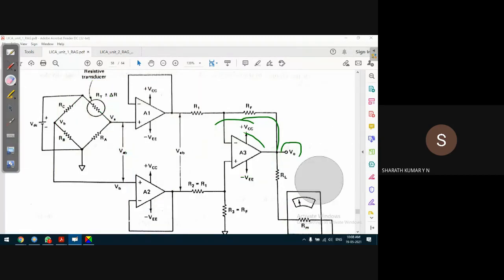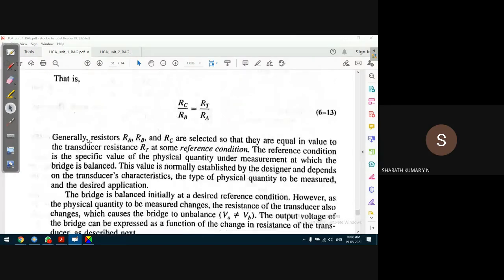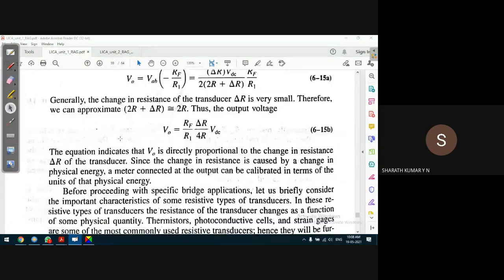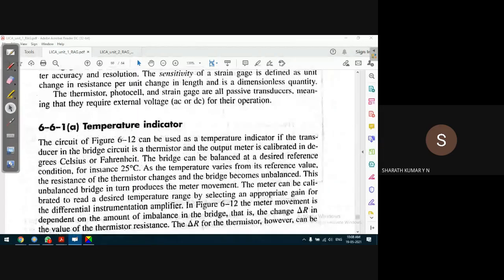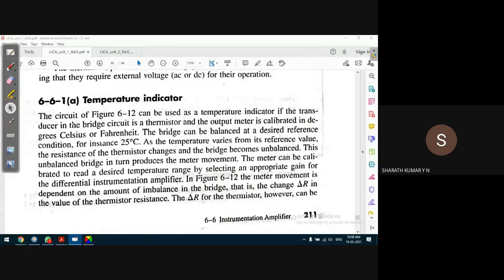So this is the basic instrumentation amplifier. Last class, we discussed all this. Now the temperature indicator. It is the same circuit that we discussed. An instrumentation amplifier can be used as a temperature indicator, that means whenever the temperature changes, it can be indicated using the instrumentation amplifier, that is, the meter connected to the instrumentation amplifier.